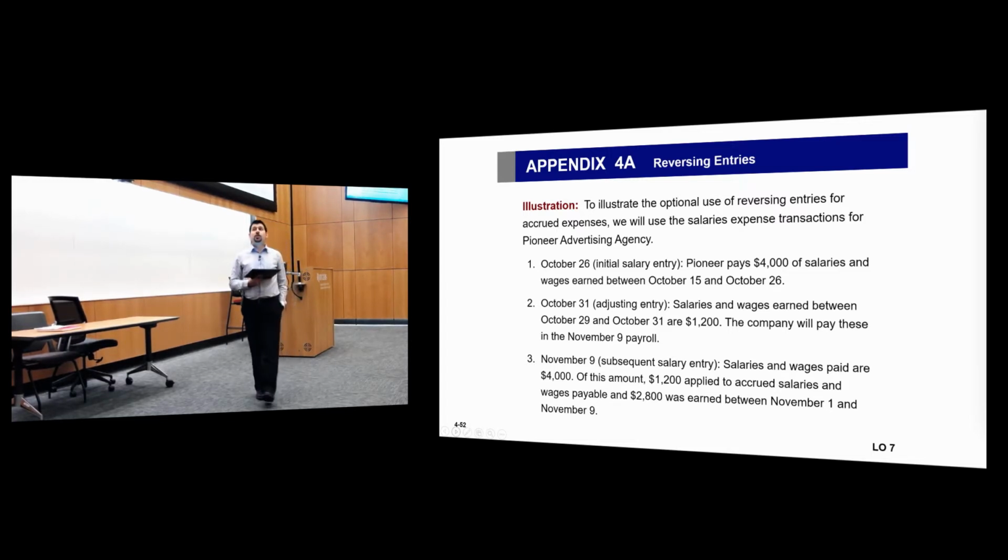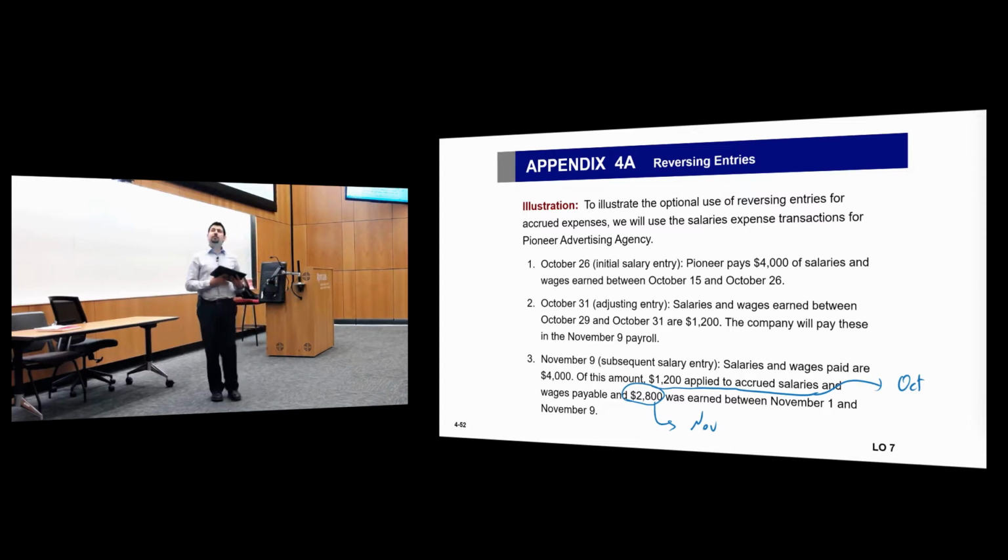Now the next payment will be on November 9th. And on November 9th, the company will be paying by check. The payment will always be $4,000. Every 2 weeks, it will be $4,000. But the journal entry will be different, because in this case, it will be $1,200 for the accrued salaries and $2,800 for the work. So those are for the work that was done in October, and those are for the ones that were done in November.